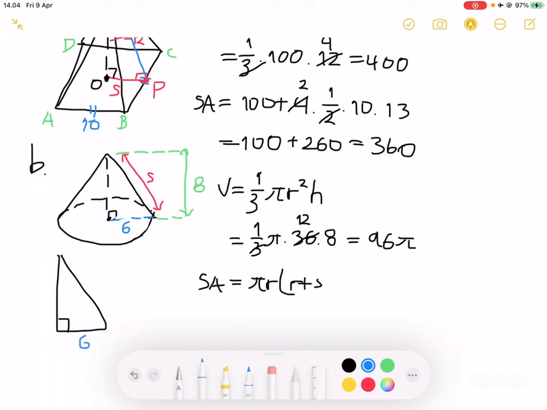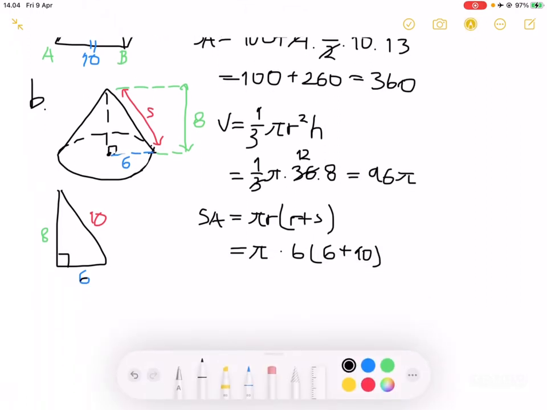So it has a base of 6 and a height of 8. So the question is, what is this length here, also known as S, which is the side length here. And after you do the Pythagorean theorem calculation, you get this is equal to 10. So it turns out that this S is equal to 10. Plugging in our variables, we have pi times 6, which is our radius, times in quantity 6 plus 10. Calculating this, you'll get 96 pi.